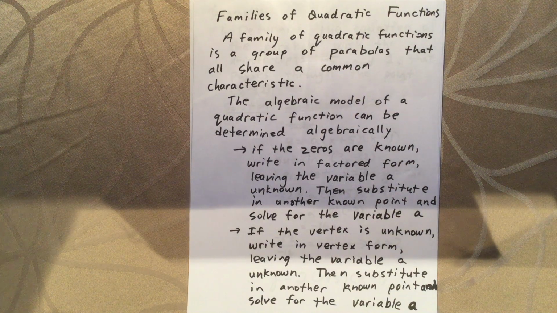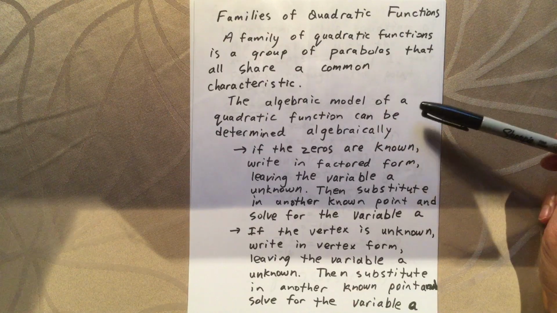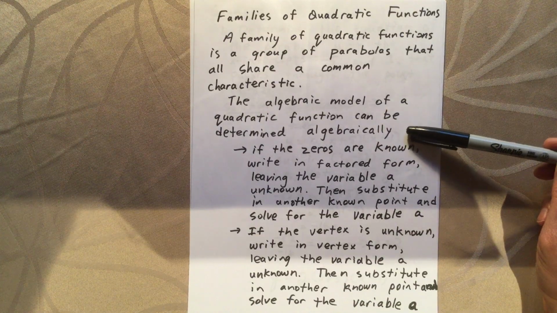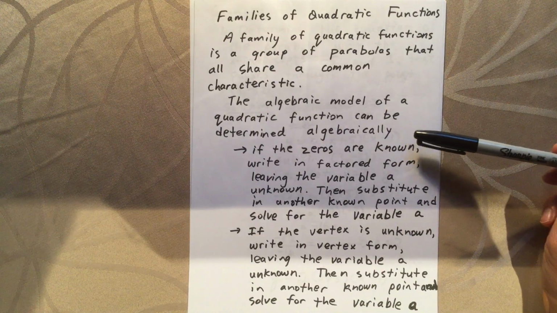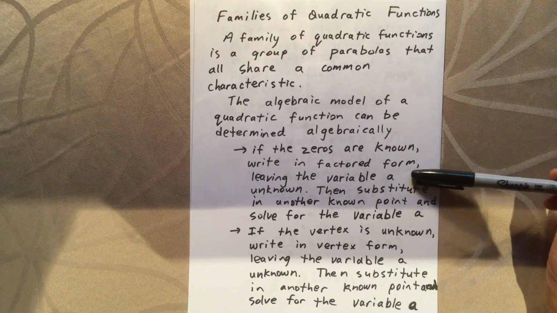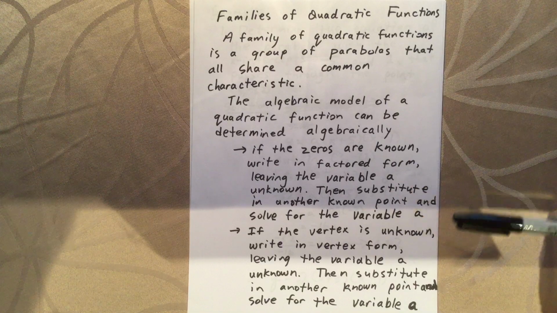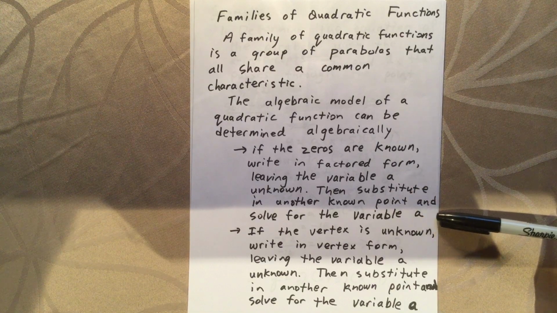In this lesson, we're going to talk about families of quadratic functions. A family of quadratic functions is a group of parabolas that all share a common characteristic. And the algebraic model of a quadratic function can be determined algebraically. If the zeros are known, then we can write it in factored form, leaving the variable a unknown, and then we can substitute in another known point and solve for the variable a.